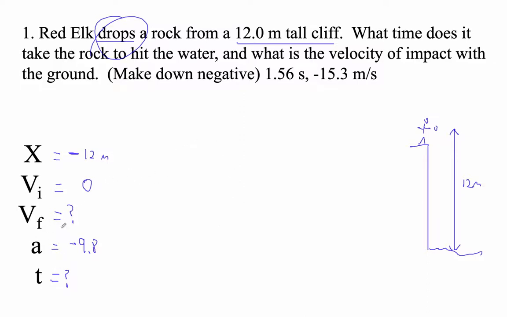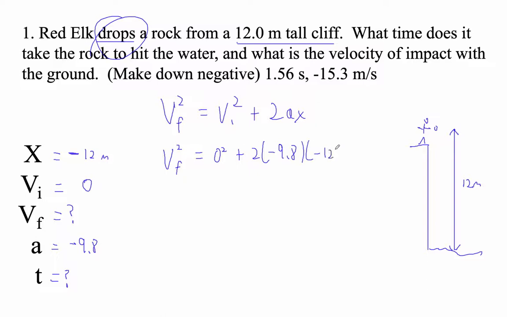Let's see. I think we want to use the equation with no t to find VF. So VF squared is VI squared plus 2AX, right? So VF squared is equal to 0 squared plus 2 times negative 9.8 times negative 12. Now notice that we'll end up with a positive number there. So 2 times negative 9.8 times negative 12 is 235.2.